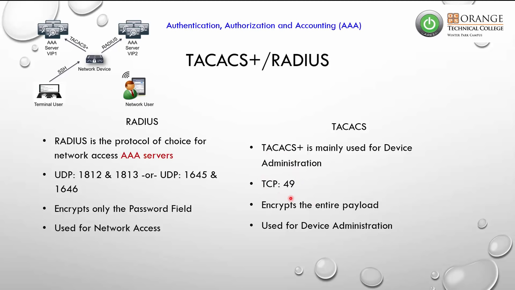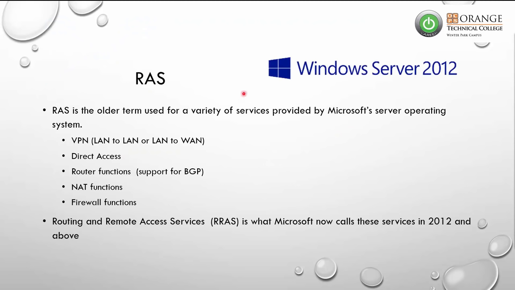It does have the ability to talk to AAA servers. From my reading, RADIUS and TACACS are a little bit different. Cisco has added some features to this protocol so that it can do some of the things that RADIUS does, but they are slightly different in how they behave. RAS is another term that we're going to learn in the Network Plus objectives.